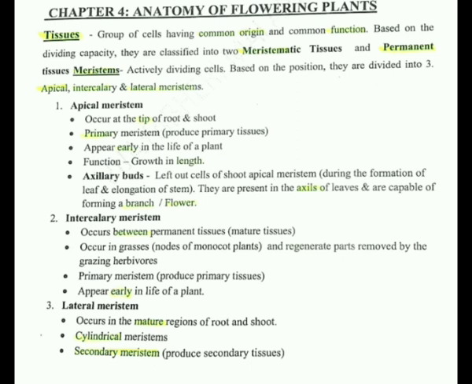First one is between, second one is grass, third one is primary, fourth one is early. First point is it occurs between two permanent tissues. The second point is grass. It occurs in grass whenever the grass or monocot plants are eaten by herbivorous animals. These cells are activated and regenerate the missed or removed parts.